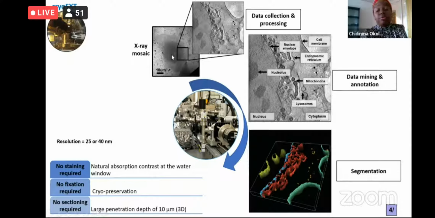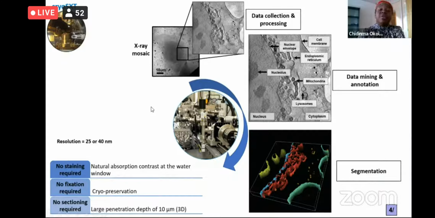So a brief overview of our workflow with CryoSXT. We start with 2D X-ray mosaics, and then we can go to a certain area of interest, either synapses or viruses or organelles. For 25 nanometer zone plates, the field of view is 10 micron by 10 micron, and for the 40 nanometer zone plates, the field of view is 16 micron by 16 micron. We collect 2D angular projections from -65 to +65 degrees, at different step increments with different exposures depending on the sample and how well it can tolerate it.